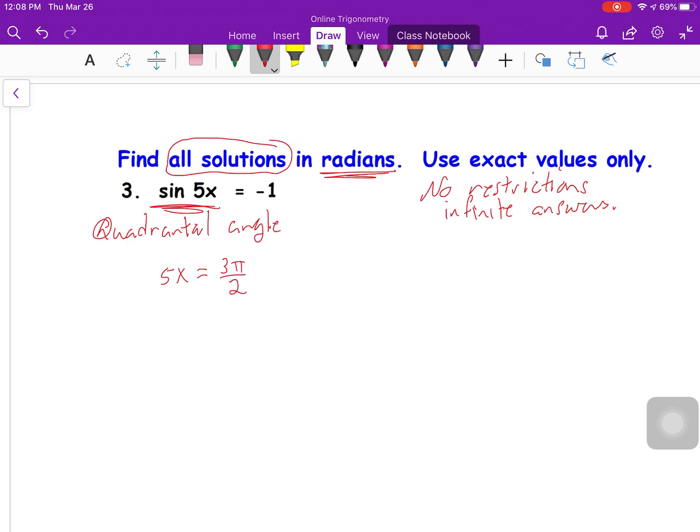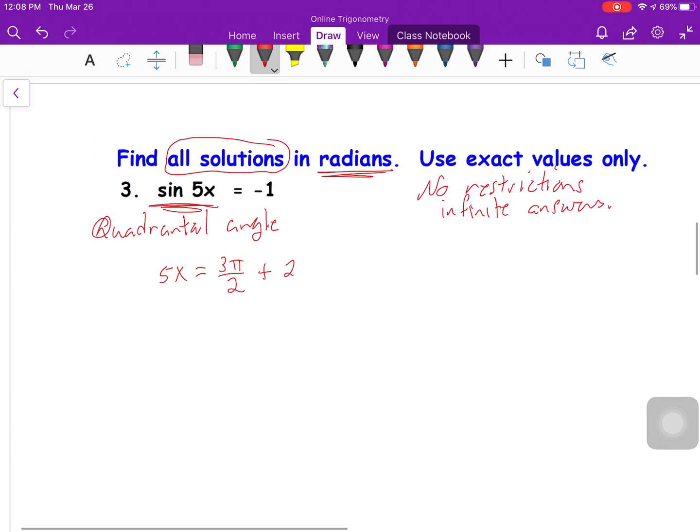Now, that's on the first rotation, but we can add any number of rotations we want. Each full rotation adds 2 pi radians to it. So we can add any multiple of 2 pi. To show that, we'll put plus 2 pi times n. N stands for the number of multiples. Now, sometimes they'll use the letter k for the number of multiples. It really doesn't matter which one's used at all.